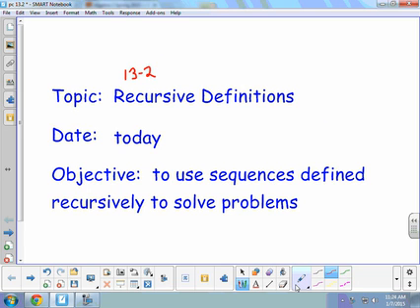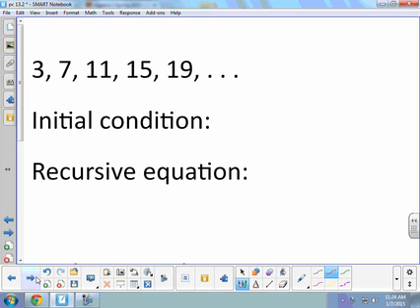In our last lesson, we did it with explicit, where we actually have a formula, and we just kind of do some plug and chug. Recursive is going to be a little bit different. So for recursive, you have to look at what your initial condition is. Where are you starting? Well, in this case, our first term is 3.